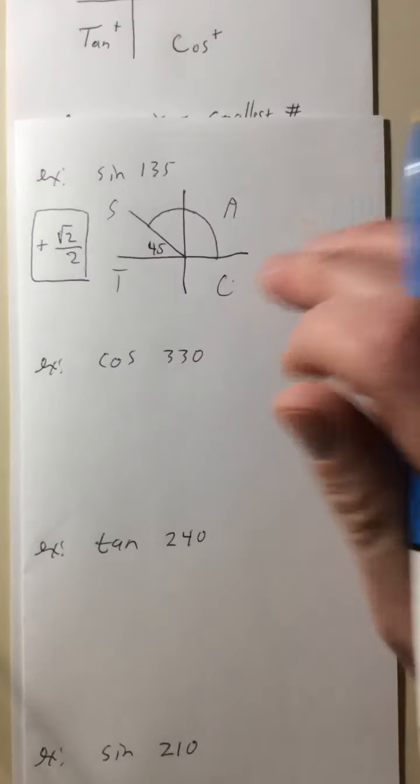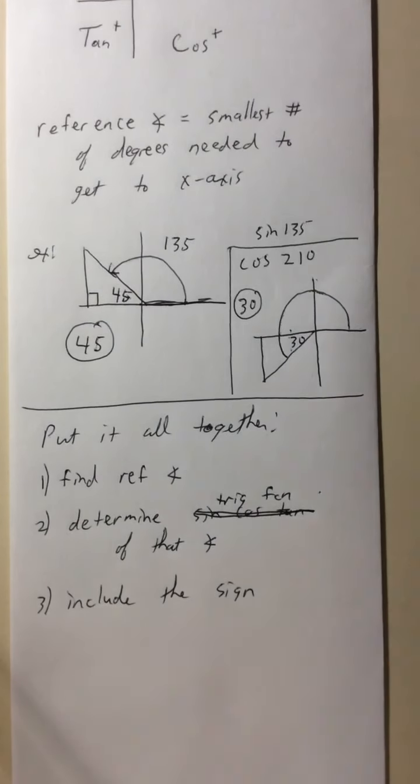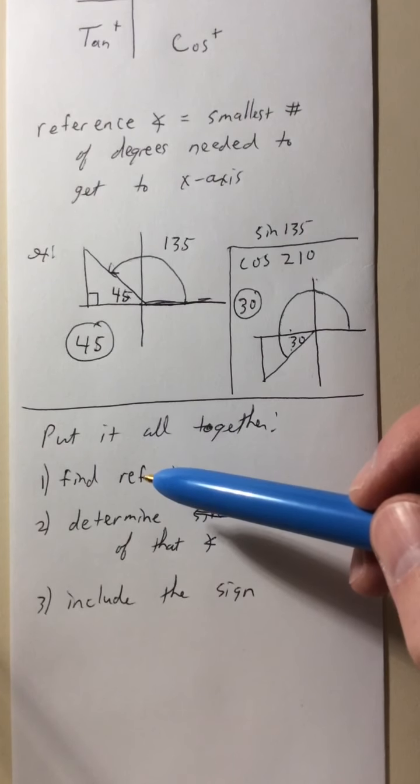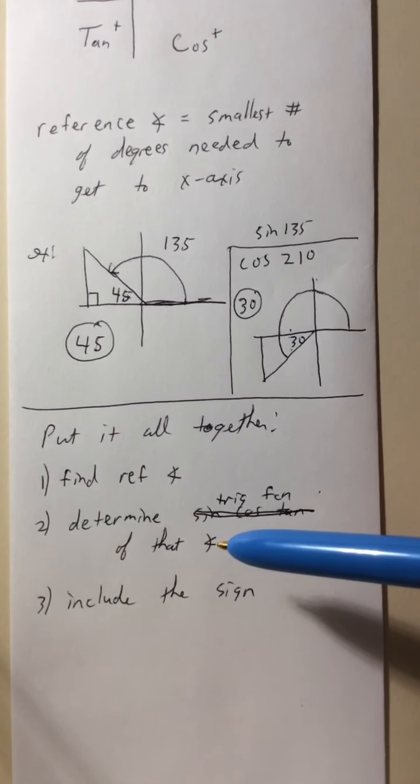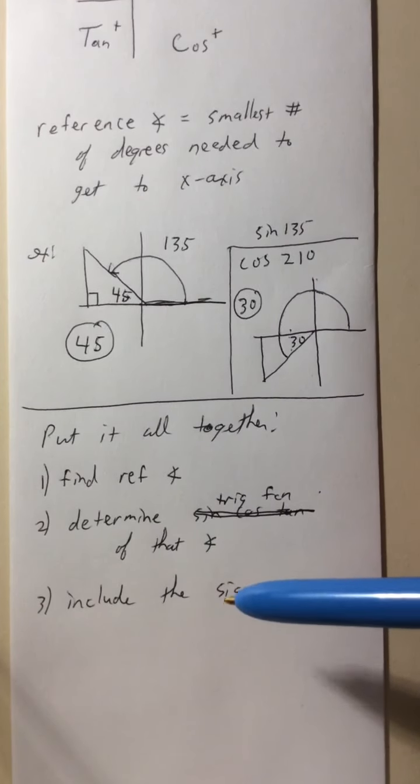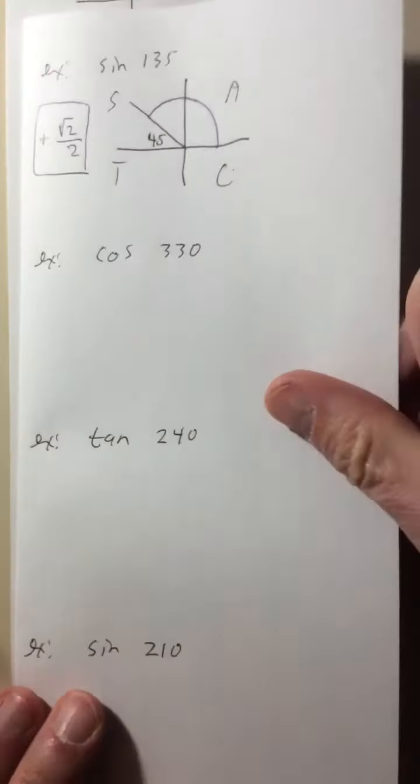So the 3 steps are, again: step 1, figure out what the reference angle is. In other words, how many degrees do we need to get in order to get to the x-axis? Determine the function value of that angle, that's the reference angle, and then figure out what the sign is. 3 steps. All right, let's try another one.